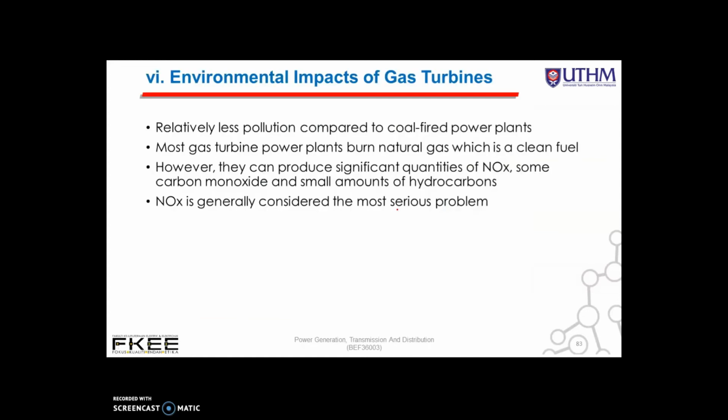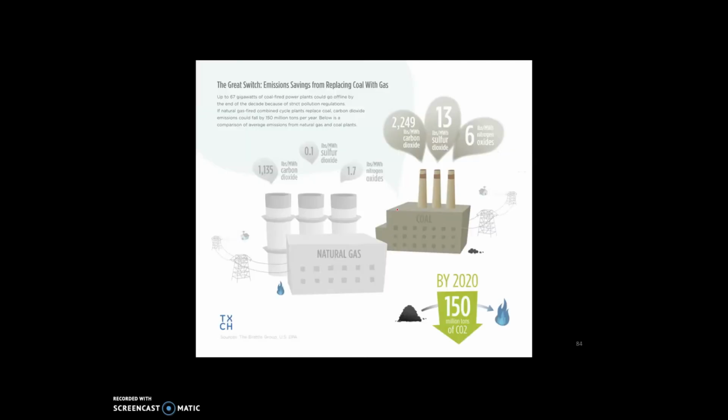For the environmental impacts of gas turbines, of course there is relatively less pollution compared to coal-fired power plants, and most gas turbine power plants burn natural gas, which is a clean fuel compared to coal. However, they can produce significant quantities of nitrogen oxide, some carbon monoxide, and small amounts of hydrocarbons. Nitrogen oxide is generally considered the most serious problem in gas turbines.